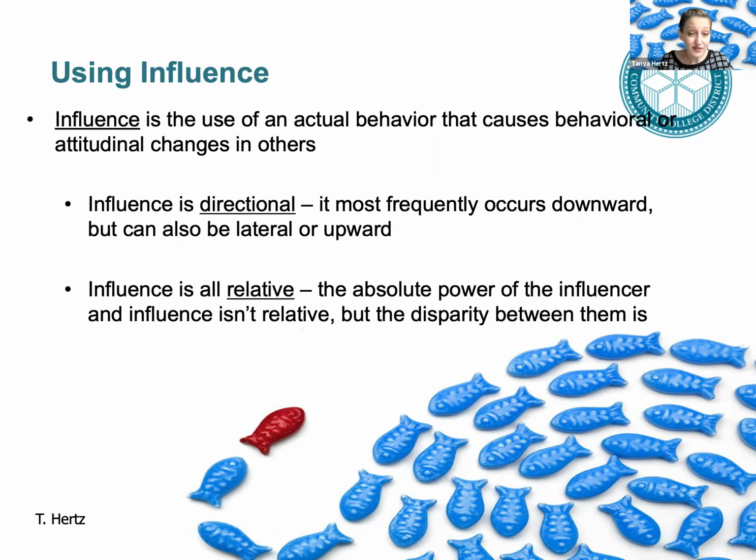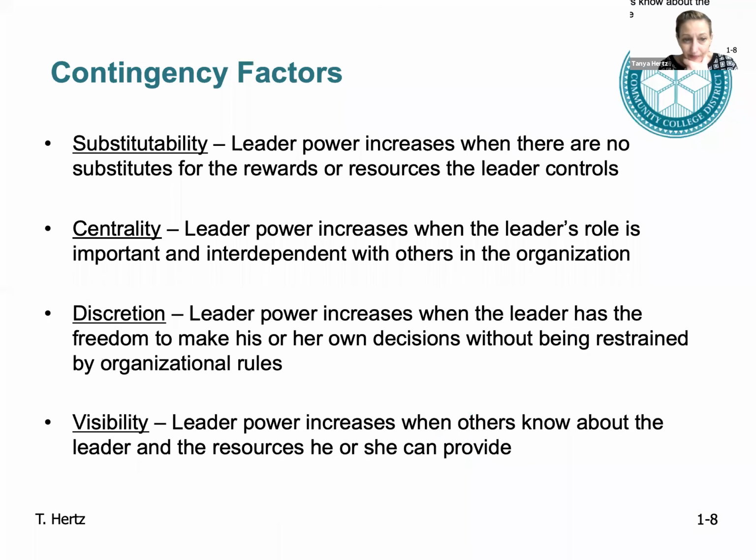And influence is all relative, right? The absolute power of the influencer is not necessarily relative, but the disparity between the influencer and the influencee, or the person being influenced, is relative. So there are some factors we need to consider when we're talking about influence that will have an impact or mitigate your power. And those contingency factors are substitutability. A leader's power increases when there are no substitutes for the rewards that he or she has control over.